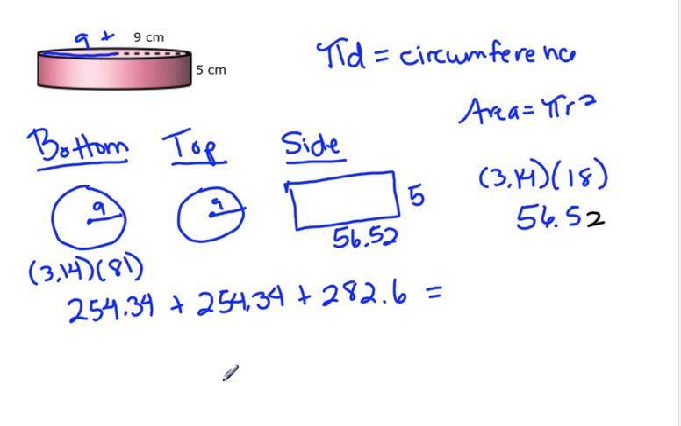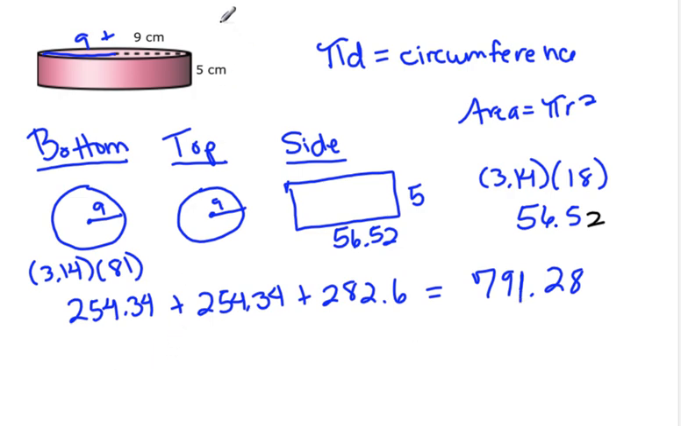All right, so if we add all of them together, all three sides, we get 282.6. I already have my calculator, so I'm not going to have to type that again. Plus 254.34 plus 254.34 gives us 791.28. And normally for a cylinder question, they tell you to round to the nearest tenth.